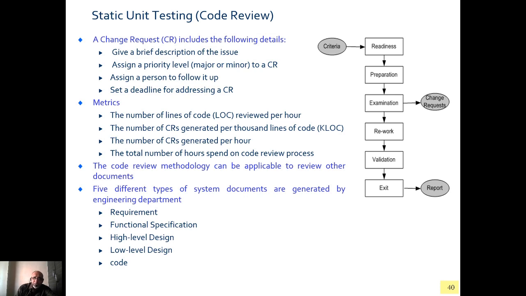So the metrics could be lines of code reviewed per hour, 100 lines of code, 200 lines of code. That will again depend on the type of programming language you are using. And then KLOC, thousands of lines of code that can be reviewed. So number of CRs generated per hour can also be a metric, right? And one must do one thing here, which is to set the deadline.